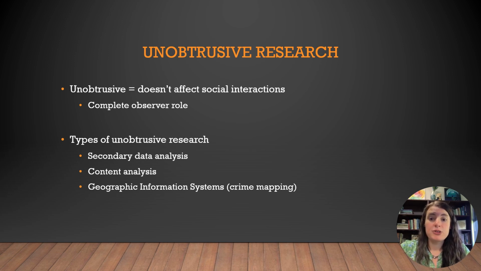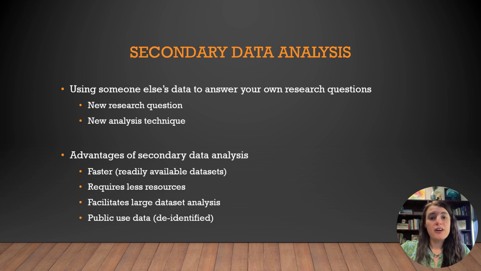There are three types of unobtrusive research that we typically use in criminal justice research: secondary data analysis, content analysis, and geographic information systems. Now, so far in this course, we've talked about primary research analysis, which is done when the researchers themselves collect their data and analyze it. Secondary data analysis, on the other hand, occurs when you use someone else's data to answer your own research questions. So secondary data analysis does not require you to collect your own data. Researchers doing secondary data analysis will use the data to answer new research questions, or will use new analysis techniques to answer existing research questions.